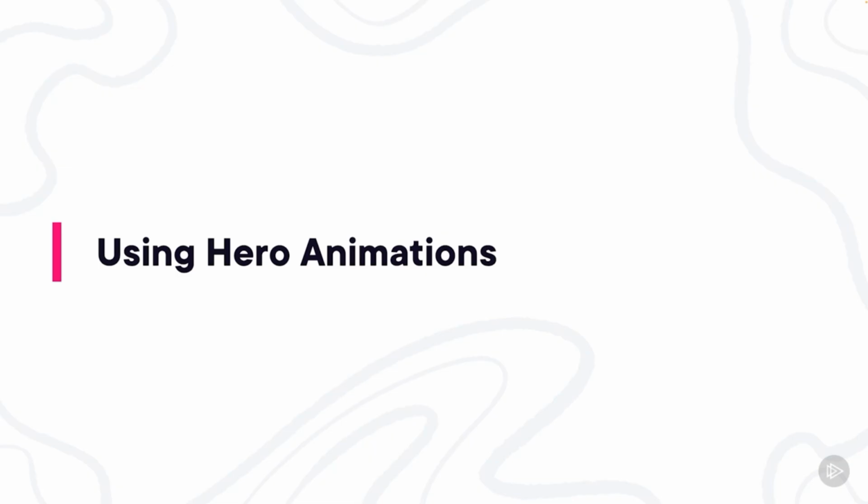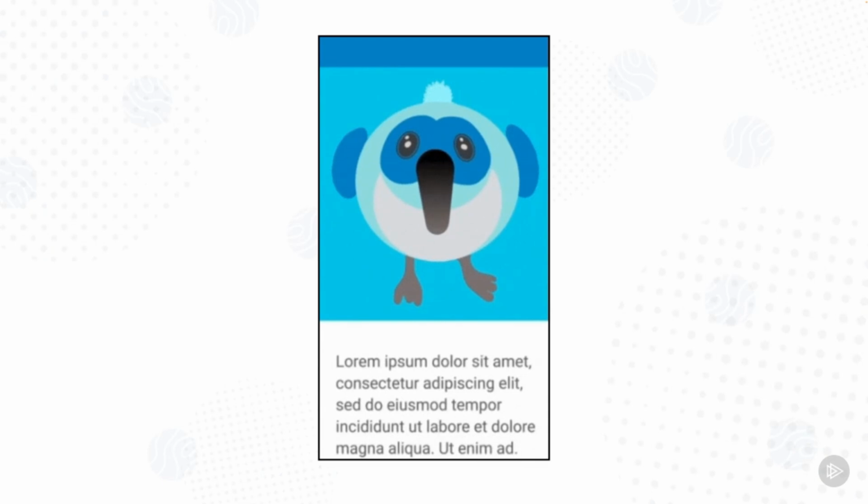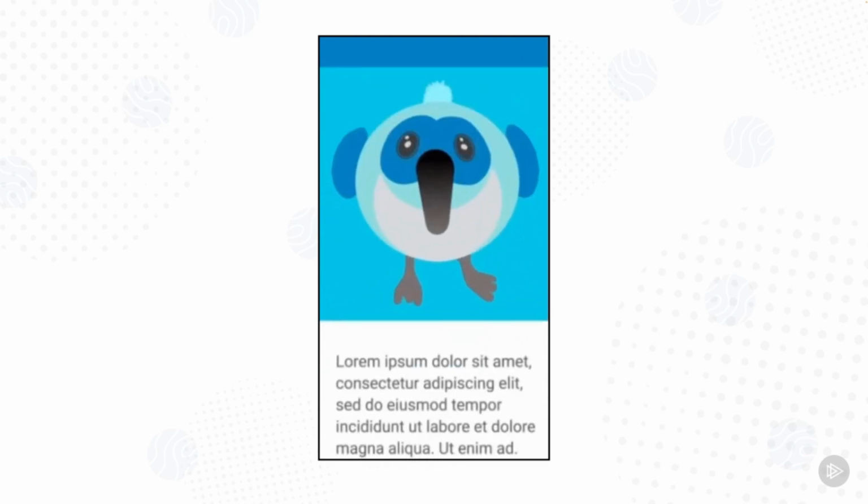The hero animation is used for shared element transitions between screens. The widget that you want to animate between screens is usually wrapped with a Hero widget, and Flutter automatically handles the animation when navigating between routes.